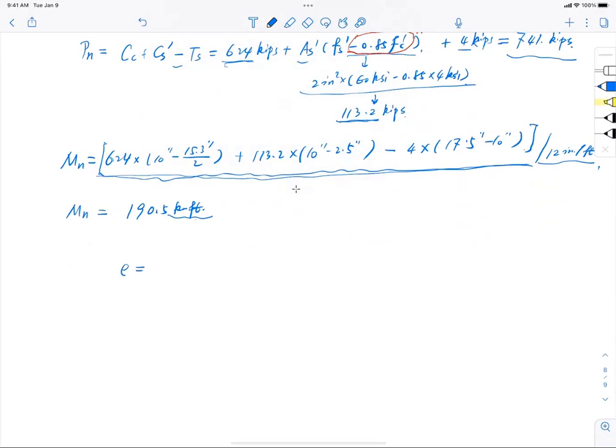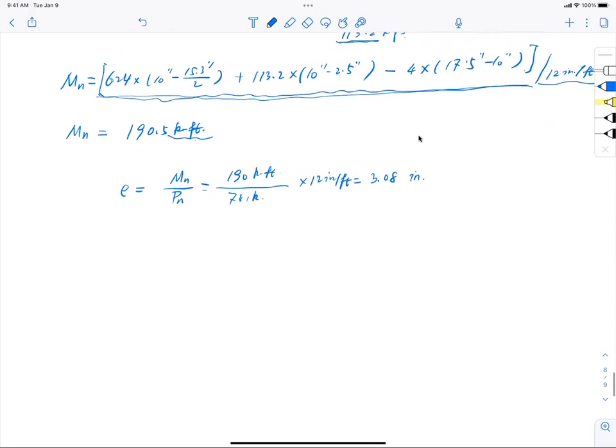So e is Mn divided by Pn, and Mn equals 190 kip foot divided by Pn of 741 kip. So I can probably do this myself while you guys help me check on that. Let me see what I get. 190 divided by 741, multiplied by 12 inch per foot. And I got 3.07, 3.08. Anyone? You guys get the same? Yeah. Okay, good. Thank you. So this is 3.08, right?